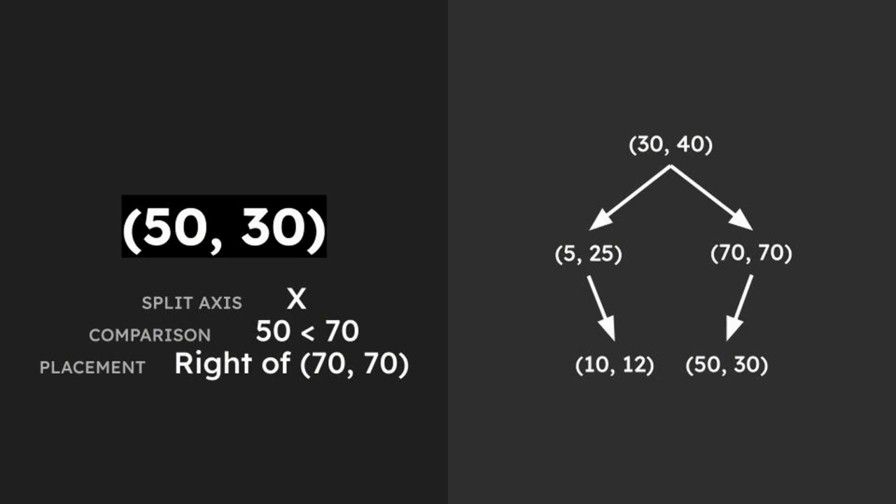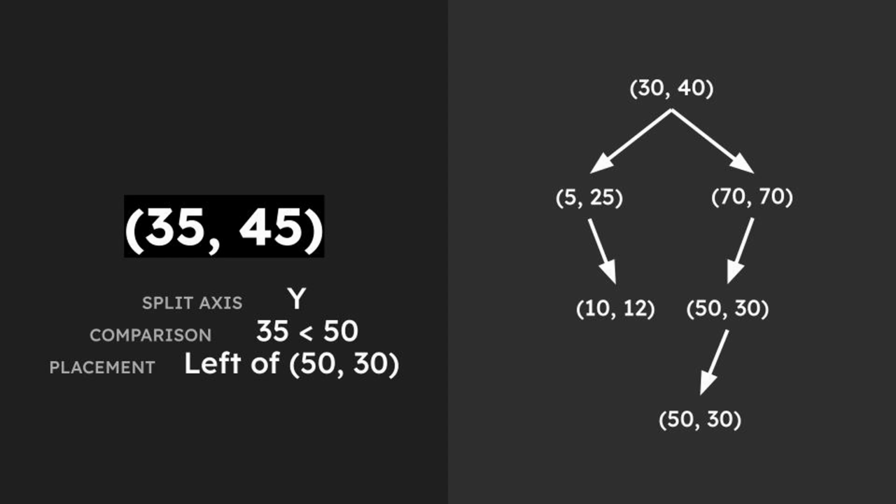Fifth, (50, 30) at depth 2. Split on x, compare to 30, go right to (70, 70), compare 50 to 70 and go left. Finally, (35, 45) at depth 3 splits on y. Compare 45 to 30 at node (50, 30) and go left.